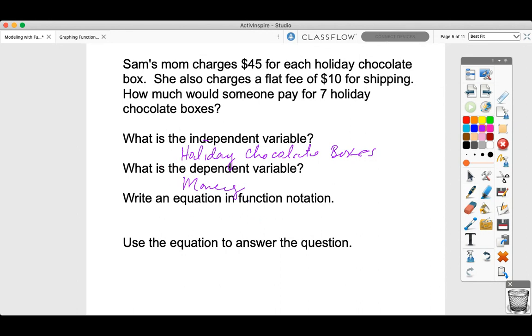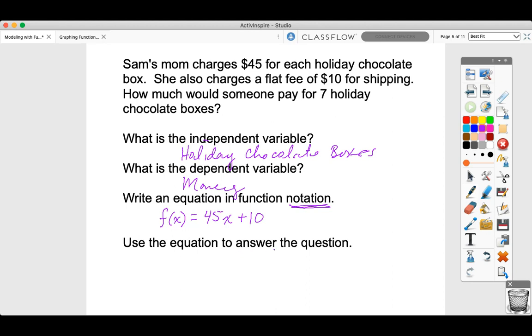Write an equation in function notation. In function notation, that means we're going to have f of x equals. This is a function of x. Now, we know that she charges a $10 flat fee and $45 per holiday chocolate box. Since my variable is x, it's going to be 45 times x plus the $10. Normally it would be y equals 45x plus 10, but instead of y, we are now using f of x because it's a function of x.